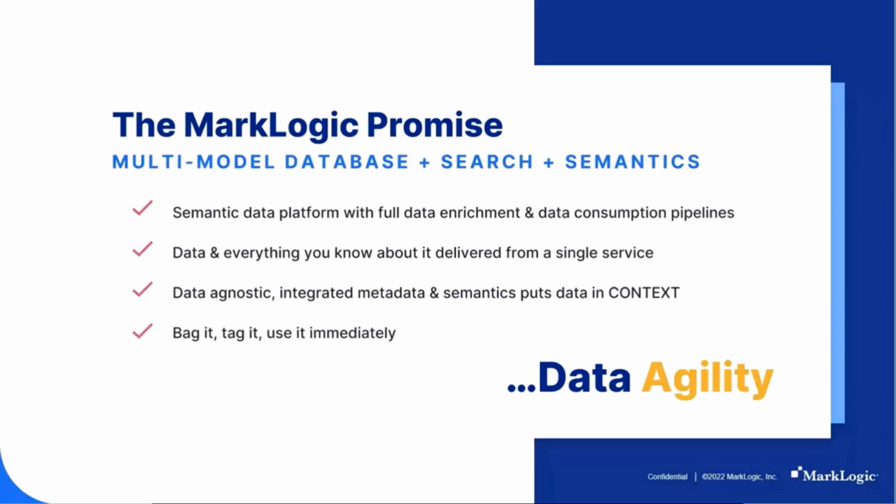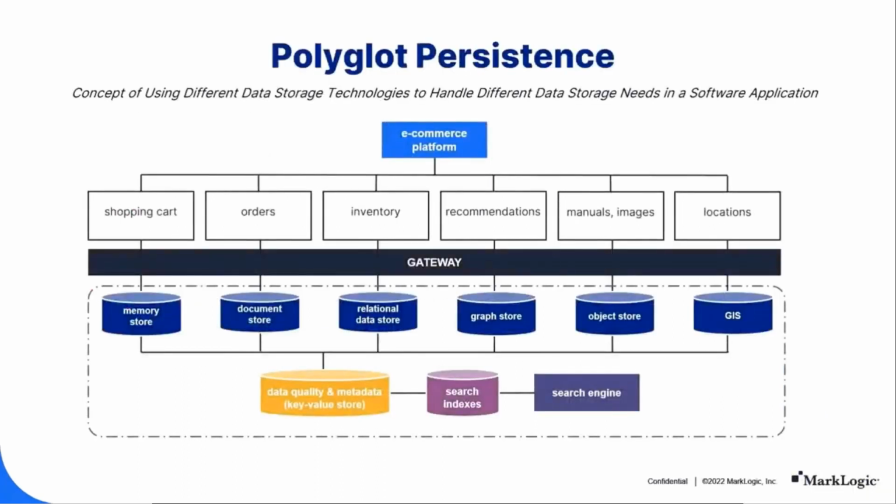Let us quickly go a bit deep into the multimodal feature of the database because it is very unique. For that, let me start with a popular term, polyglot persistence. It's a concept of using different technologies to handle different data storage needs. In case of an e-commerce application, for example, there are different types of data: relational, document-based, in-memory, geographical data, or binary data. In the traditional way, different database technologies are required to handle the different types of data.